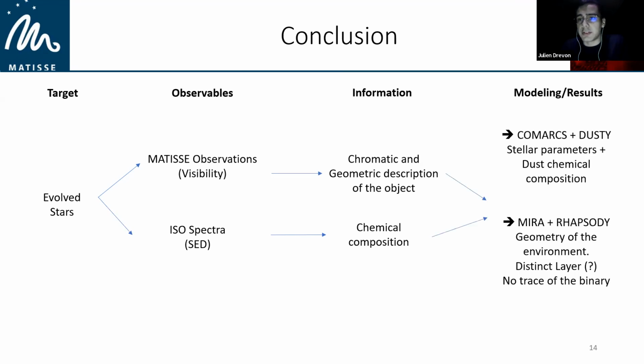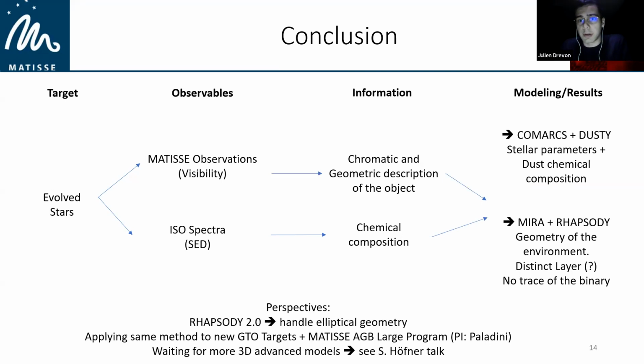And then merging this information with software like Comrex plus Dusty, we will add the stellar parameters plus the chemical composition. And with Myra and Rhapsody, we will add the geometry of the environments, and where we spot possibly the distinct layer, but no trace of a binary, for example.